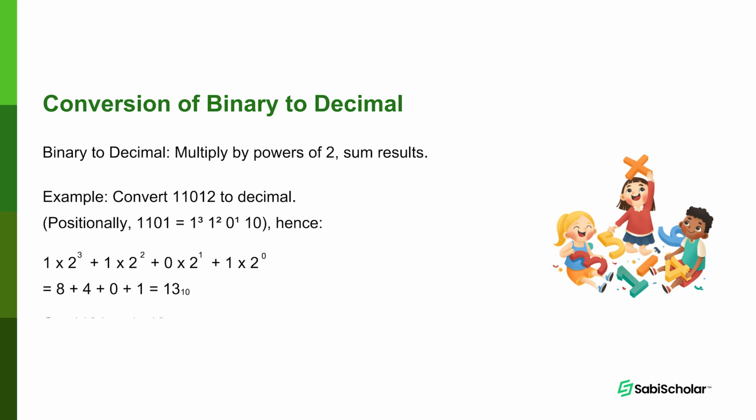Then 1 times 1 is 1. Finally, if I add 8 plus 4, that's 12. Plus 0, still 12. Plus 1, that is 13. So that means that 1101 in base 2 is 13 in base 10.